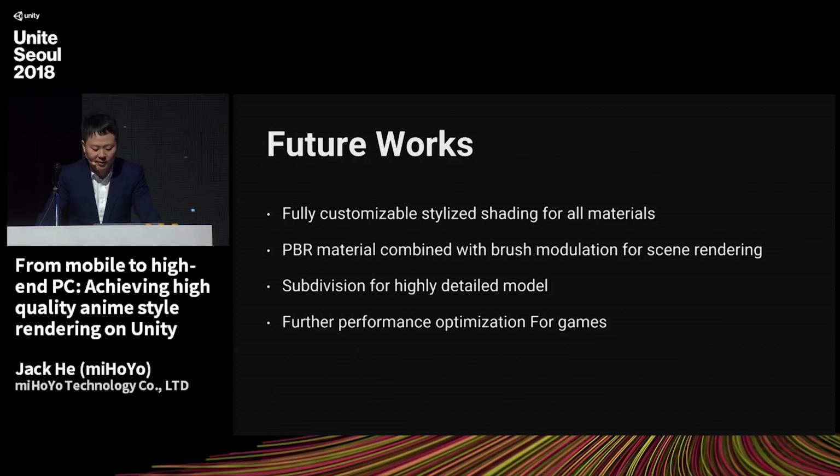Another point is that we want to use highly detailed models in Unity for CG rendering. We can achieve this by doing adaptive subdivision using compute shader or pre-baked displacement map on the fly. It would save lots of resources compared to importing large model files directly. And the last is to further optimize the anime style shading pipeline to make it suitable to be used in games.